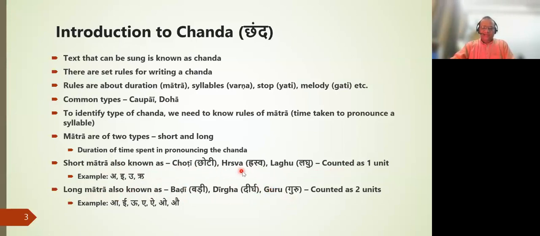So choti matra, hrisva and laghu or short matra is counted as 1 unit duration of time. Then long matra is counted as 2 unit duration of time. And the example of short matra is a, I, u, ri. Then long matra, the example is a, I, o, au. Now you can feel the way I am pronouncing these syllables. The short matra is taking a smaller amount of time and the long matra is taking a larger amount of time. So this is a little bit about the introduction to Chanda. Now we move to some rules around Chanda.